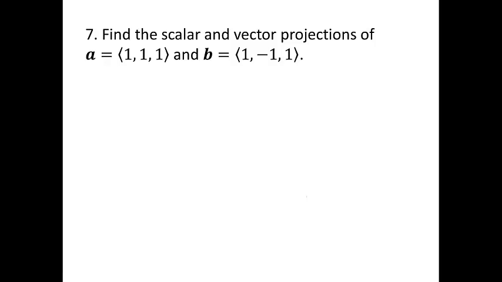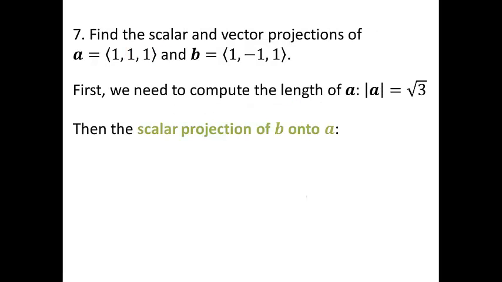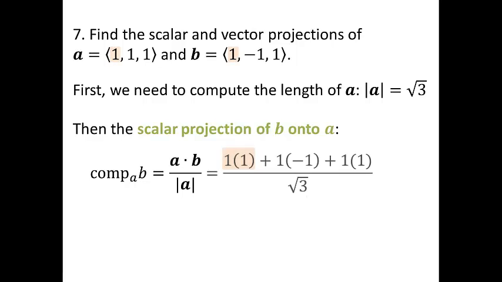Let A be the vector 1, 1, 1, and B be the vector 1, negative 1, 1. First, we need to compute the length of A, which is the square root of 1 squared plus 1 squared plus 1 squared, or the square root of 3. Then the scalar projection of B onto A is the dot product of A and B divided by the length of A. So we have 1 times 1 plus 1 times negative 1 plus 1 times 1, or 1 divided by the square root of 3.